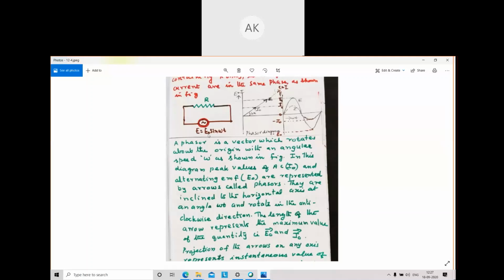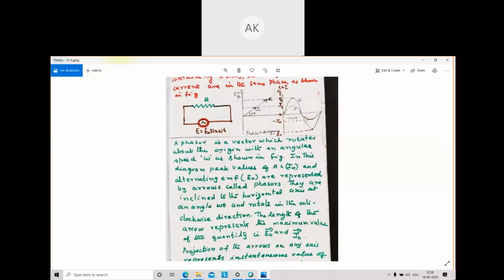E equal to, what's the formula? Applied EMF, E equal to capital E. Small e is for induced EMF. Capital E is applied EMF. So we have the alternating source provided here. A generator gives us alternating current. In our house also, we are getting the alternating current.